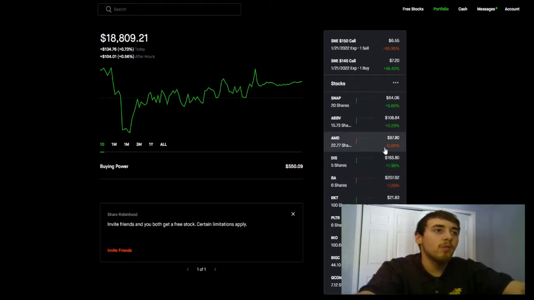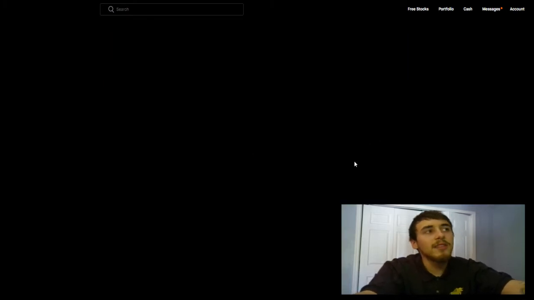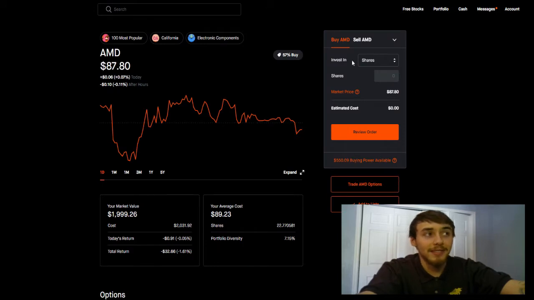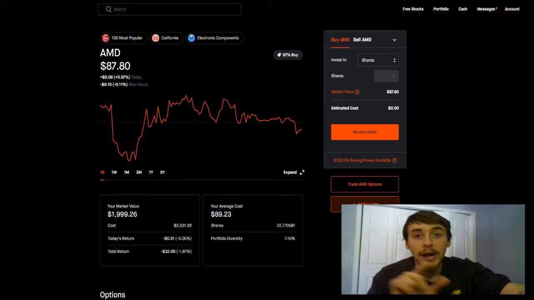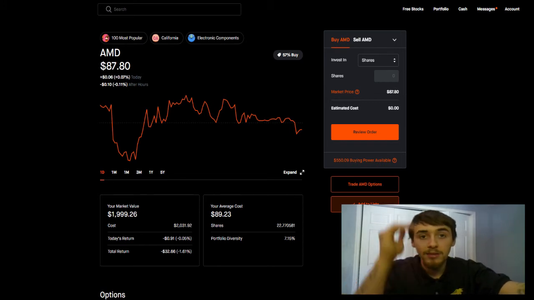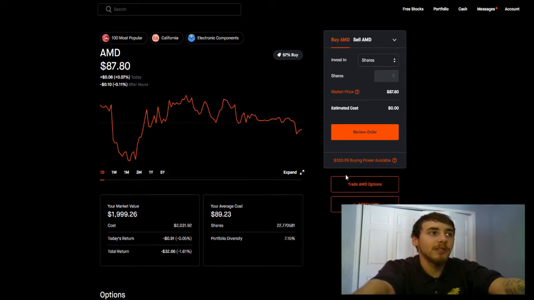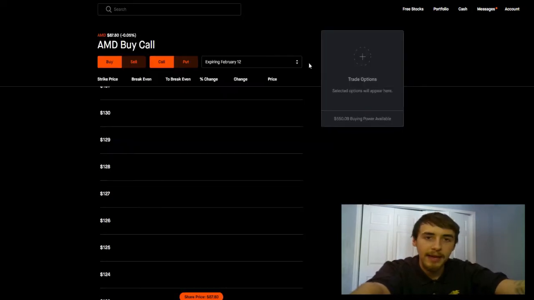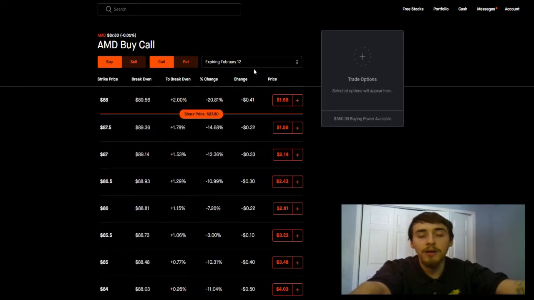So if we're going to look at a company, let's just do AMD, because I like how their options work. It's a little bit different on desktop how to get to the options, but it'll be right here, trade AMD options. If you're on mobile, it will be in the same button as the buy or sell. It'll just say trade options instead of buy or sell. So you go to trade AMD options. So the most important thing is the expiration date.